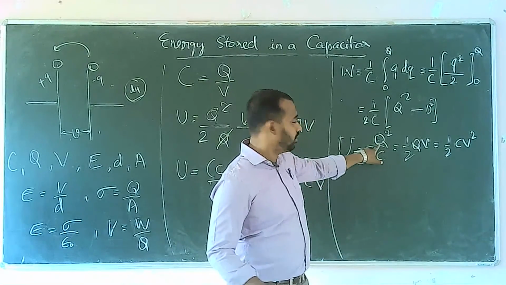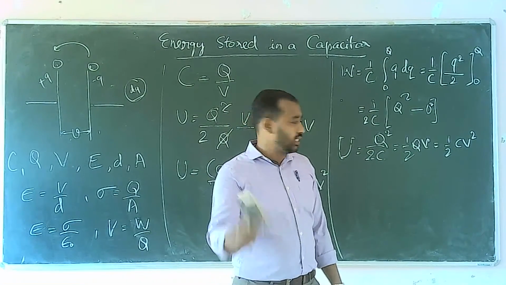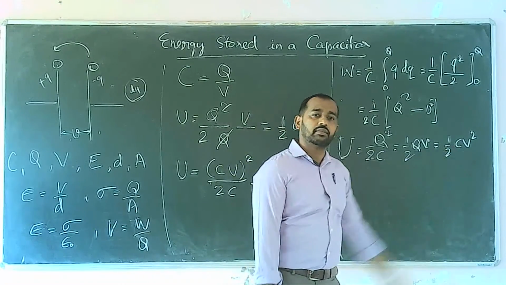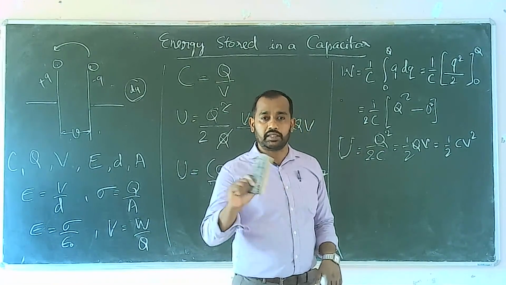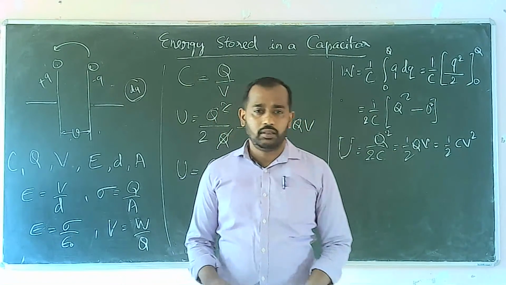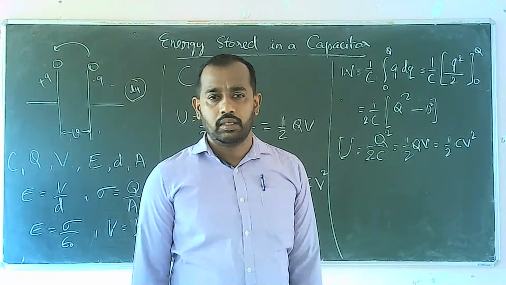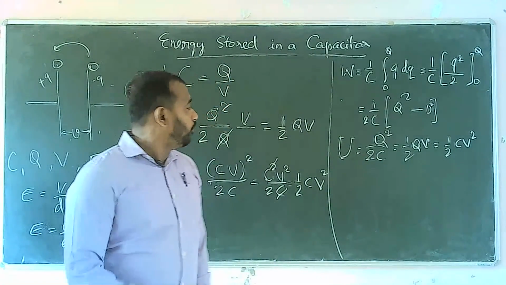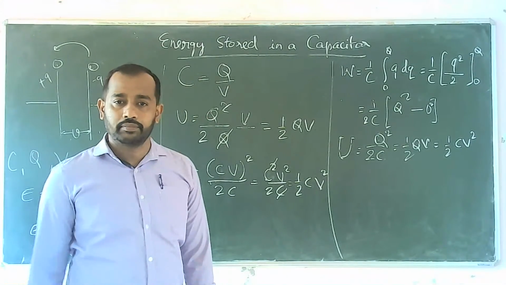Capacitance and charge means this equation. If capacitance is given, voltage is given, this equation. If voltage is given, charge is given, not capacitance, then this equation. So therefore, it is easy to remember all these equations. Different forms of the equation have been explained now.